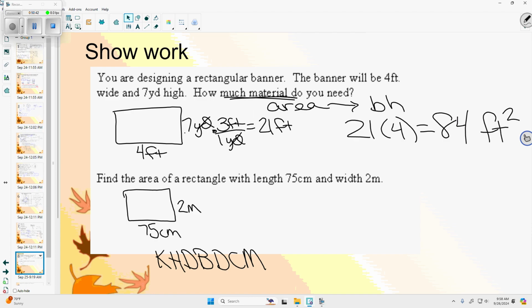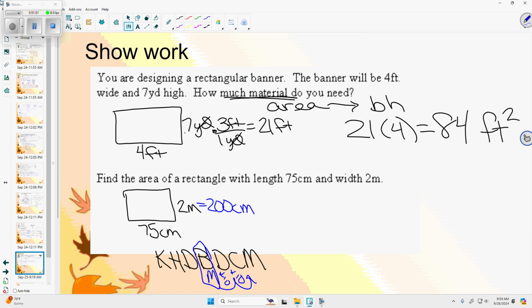All right, so what am I doing to change that 2 meters in centimeters? What do I have to multiply by? Why do I have to multiply by 100? Perfect. We're at the base. We're moving over to the centimeters. So times 10 times 10.